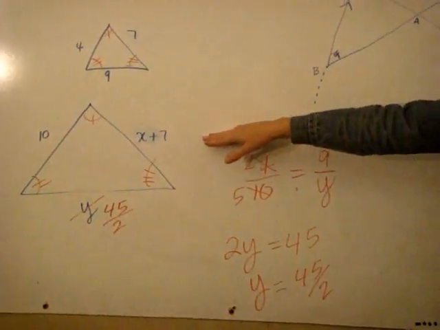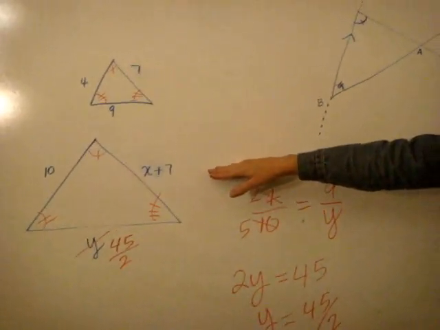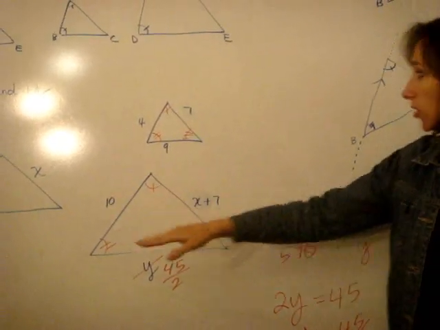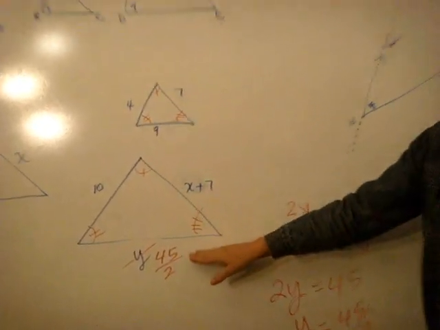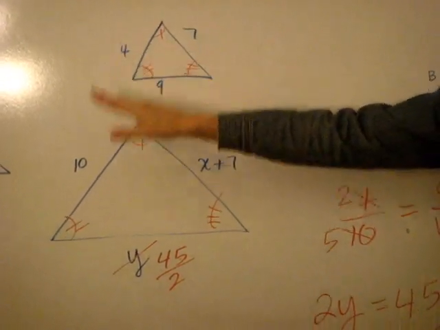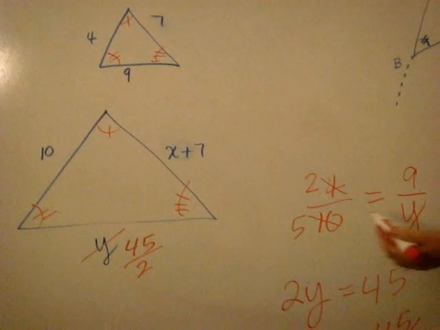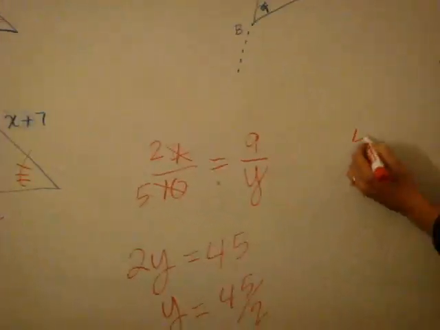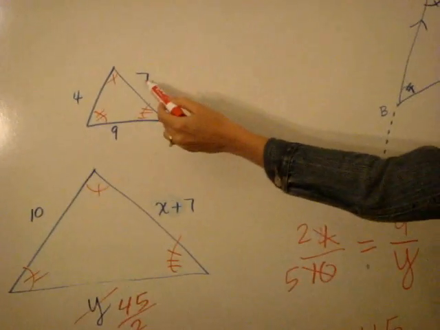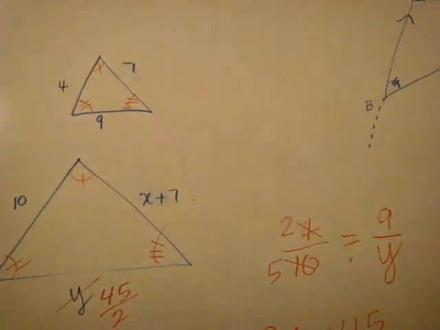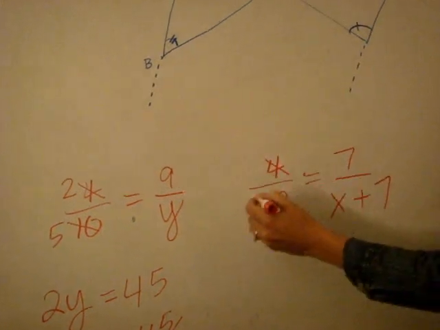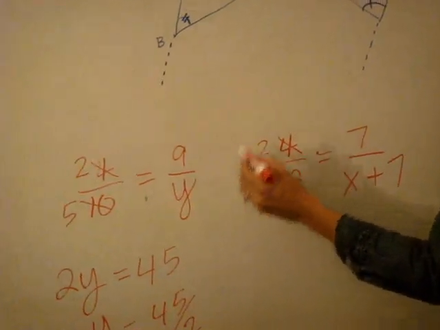We still need to get X, and we're going to do it the same way. We're going to form a proportion. We have our 4 over 10. You could use 9 over 45 halves, but that's really messy. You don't want to do that. So we're going to take our 4 over 10, and I'm going to reduce it right away. Well, let's just put that 4 over 10 equals, now we're going to match this side with this side. 7 over X plus 7. I'm going to reduce right away and make our numbers easier.